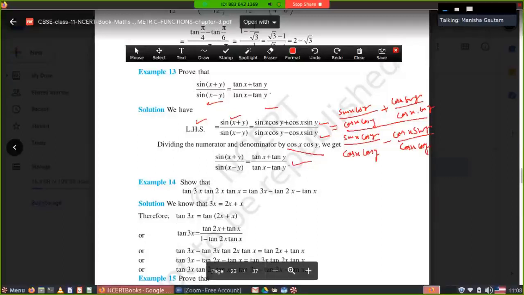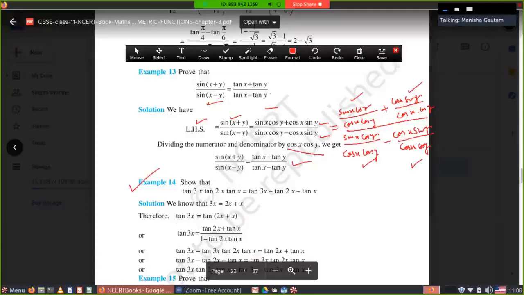Now you can see here cos y is cancelled, and tangent x is left in the first step. In the second one, cos x is cancelled and tangent y is there. In the denominator, you will get tangent x and tangent y in the next one. So this is the right hand side. You can do the question. That was example number 13.